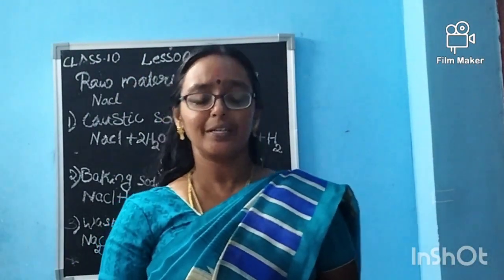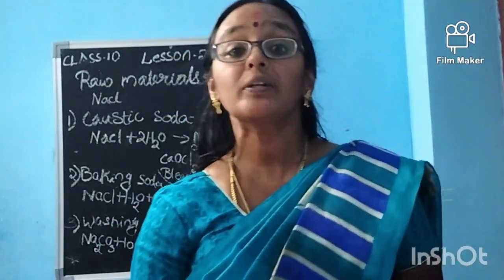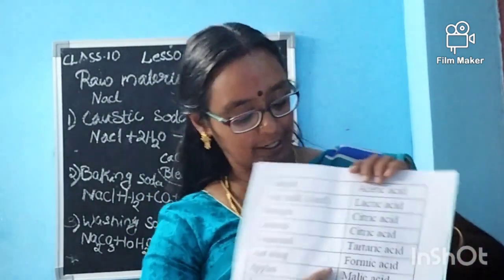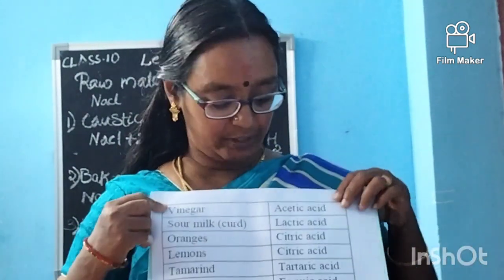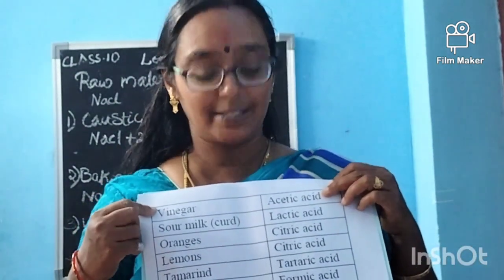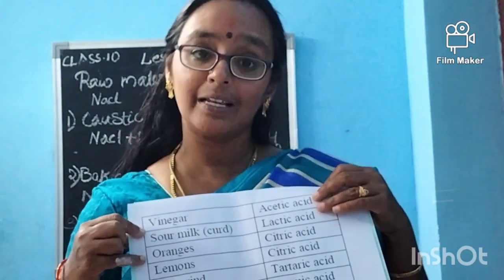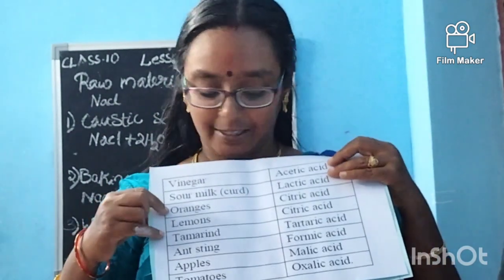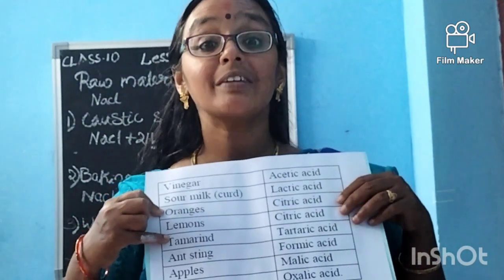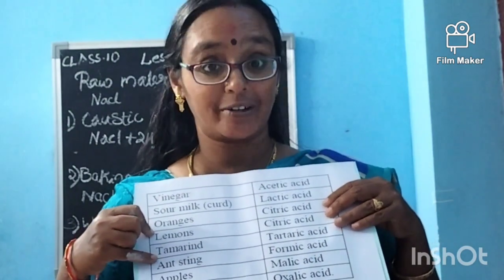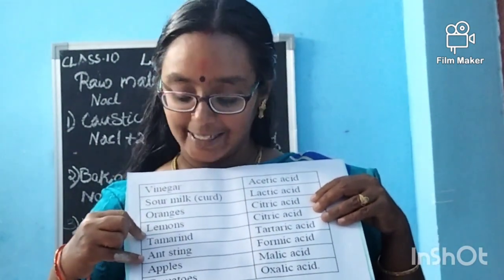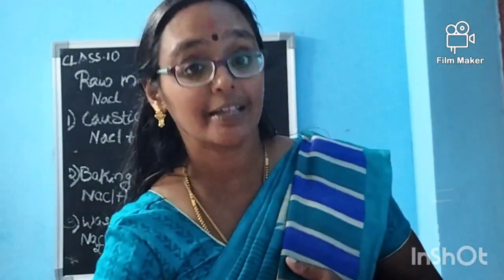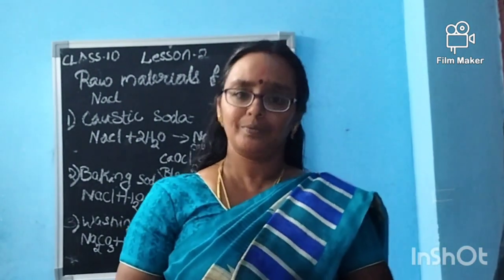Now it's time to see what acids are present in our daily life, which we are using. See, vinegar. Say I am having a chart, it will be easy for you to understand. Vinegar contains which acid? Acetic acid. Sour milk contains lactic acid, isn't it? Oranges, citric acid. Lemon, citric acid. Then tamarind, tartaric acid. Then ant sting, I told you already, formic acid is present. Apples, malic acid, and tomatoes, oxalic acid. Means all these daily-use things have more of an acidic part, isn't it?